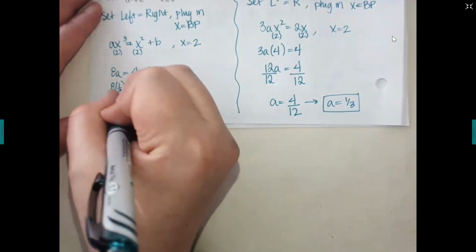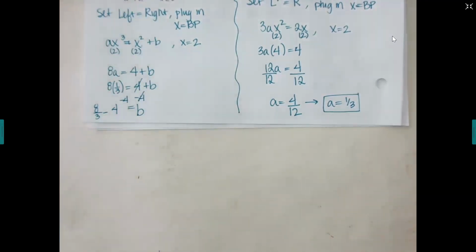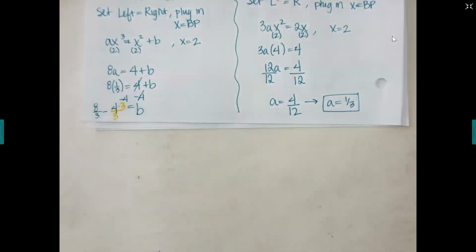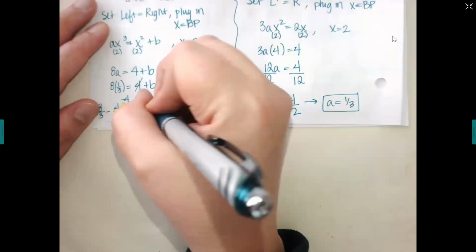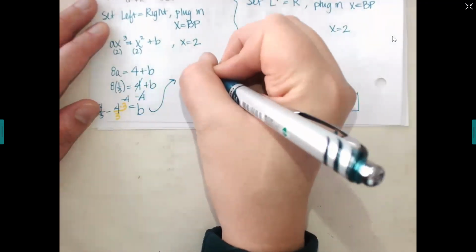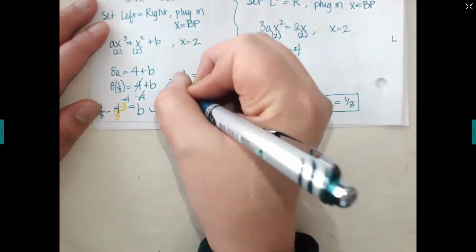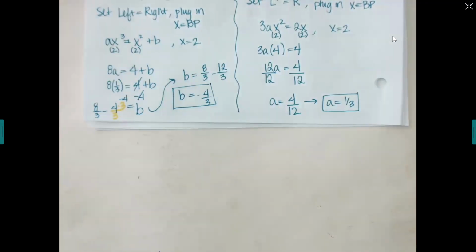8/3 take away 4. Now, remember we talked about, if you're trying to subtract these, you need to have the same denominator. So if I need my 4 to have a 3 on bottom, I have to also times it on top. So it's going to be 3 times 3, which means that now, 4 times 3 on top is how many? 12/3. And what's 8/3 take away 12/3? Very good. 8/3 take away 12/3 gives me -4/3. Okay? Does that kind of make sense?